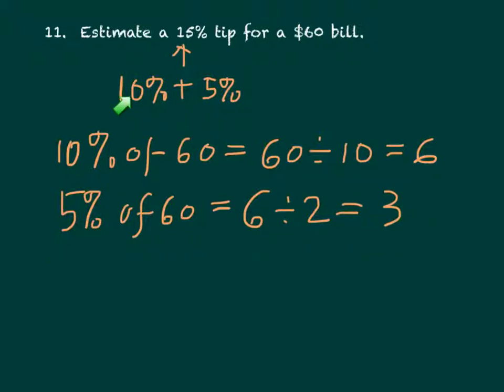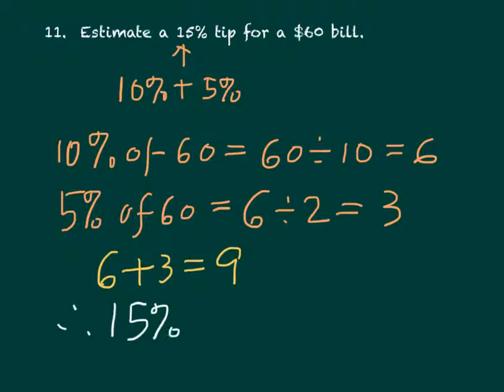So in other words, 15% of 60 is going to be 6 plus 3, which is 9. So a 15% tip is $9. Okay, so let me write this down. Therefore, 15% tip equals $9. Okay?